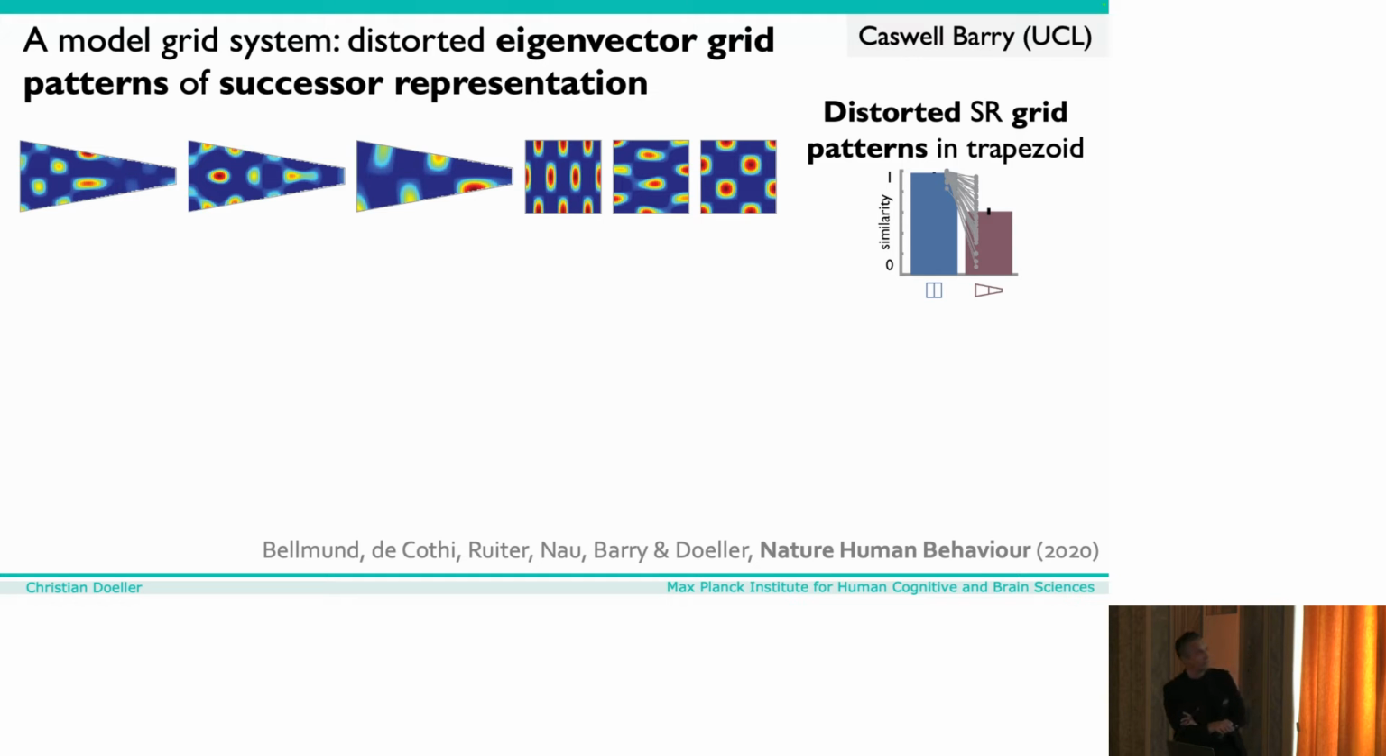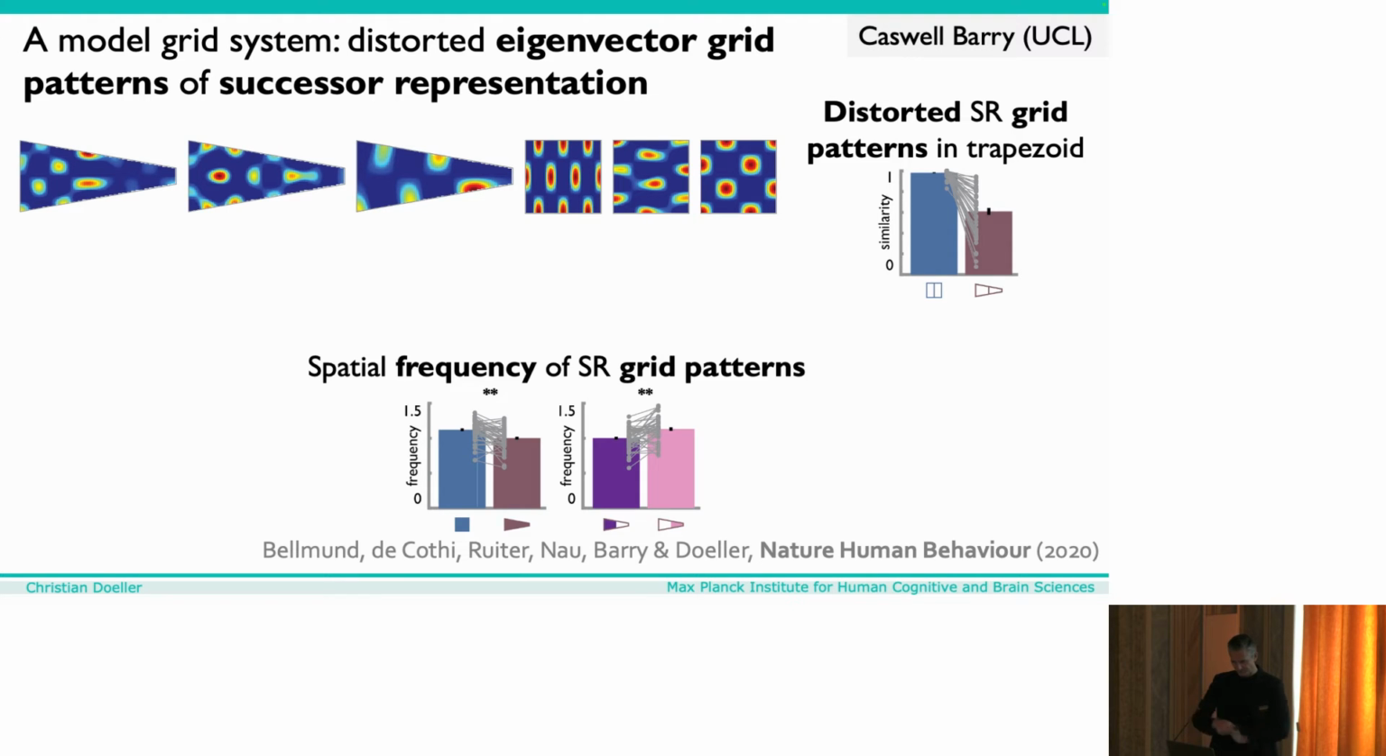study. So when you look at the similarity between the 2 halves of both environments, there's a higher similarity of the model grid cell activity in the square compared to the trapezoid. Then what we didn't expect, so this is a discovery we made by just applying this model, is we also looked at the spatial frequency of the model grid cell firing pattern. And we see a systematic difference in the spatial frequency.